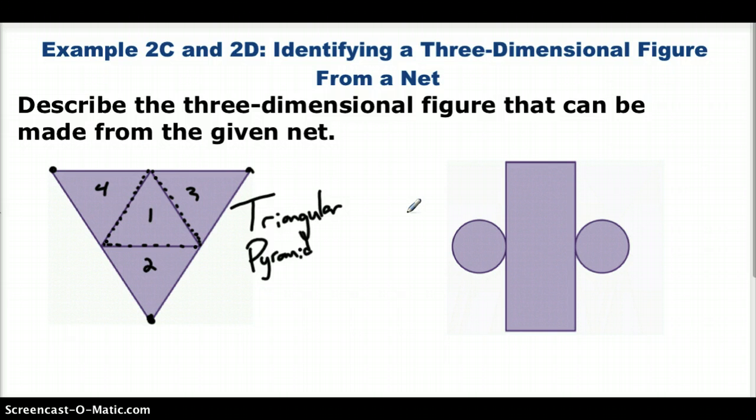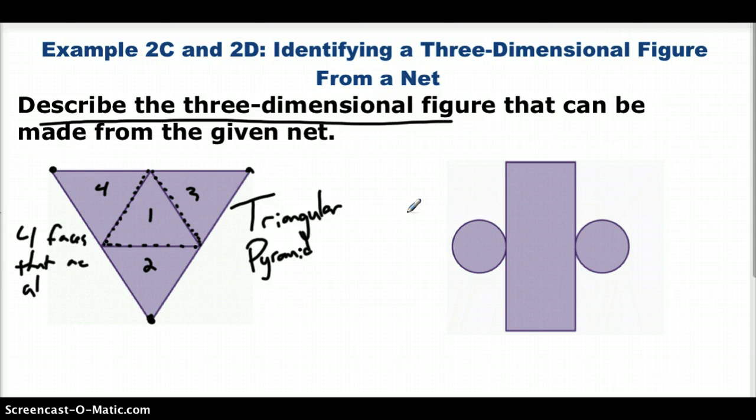Describing the three-dimensional figure, I could say 4 faces that are all triangles. Remember, part of what a pyramid was is that it had triangular faces that meet at a vertex, and that's what would happen in this particular case.